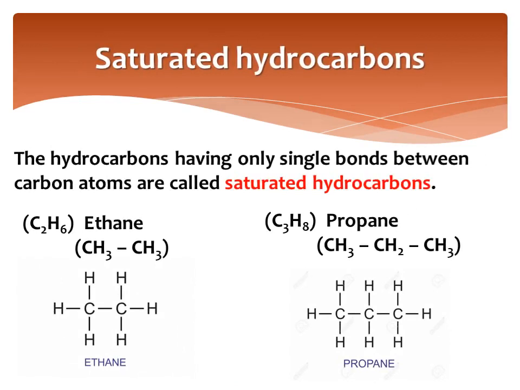Saturated hydrocarbons. A carbon atom exhibits a characteristic property. It can form a chain of carbon atoms by forming covalent bonds with other carbon atoms. The hydrocarbons having only single bonds between carbon atoms are called saturated hydrocarbons. For example, ethane, that is C2H6, and propane, that is C3H8, are examples of saturated hydrocarbons. As you can see, there are only single bonds between the carbon and hydrogen atoms.